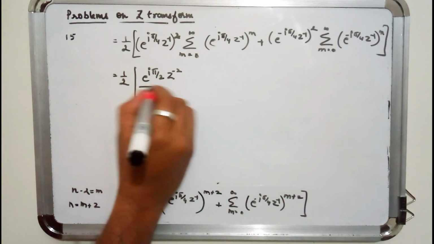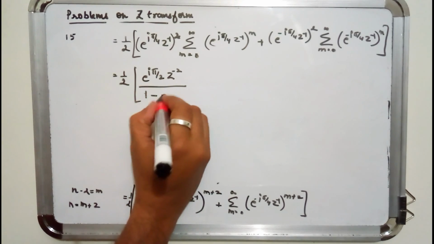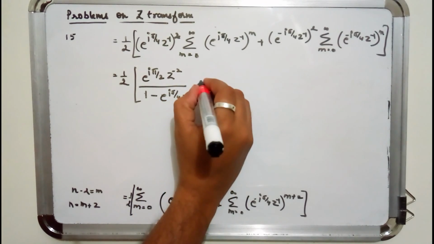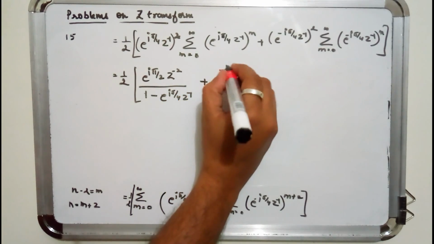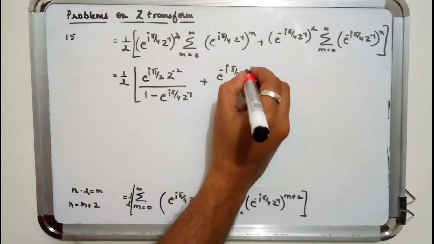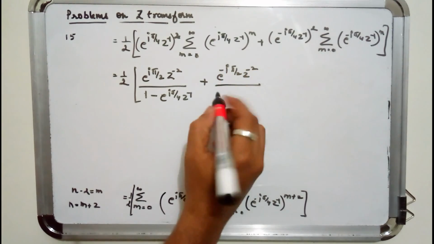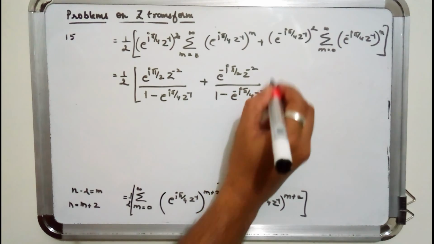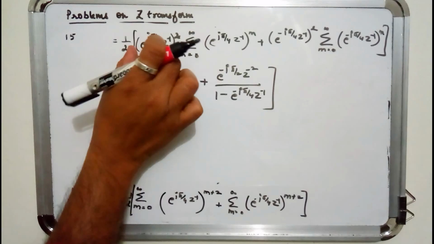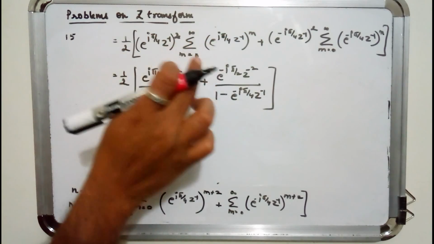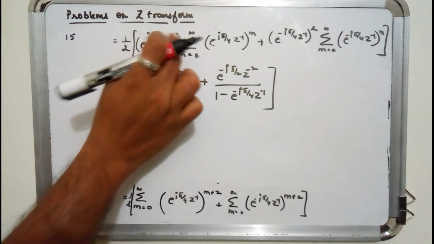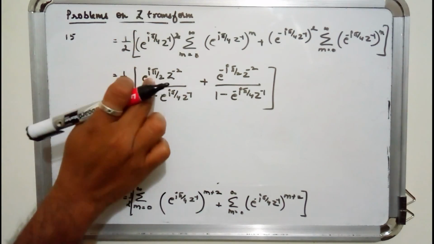This will be 1 by 1 minus z inverse, so 1 by 1 minus e power j pi by 4 z inverse. Here again e power minus j pi by 2 z power minus 2 divided by 1 minus e power minus j pi by 4 z inverse, because this is constant, this is alpha power m, so 1 by 1 minus alpha. This 2 I have multiplied inside, so pi by 4 will become pi by 2.